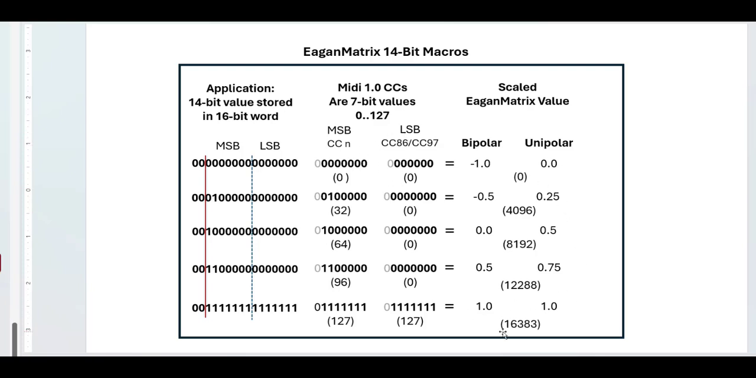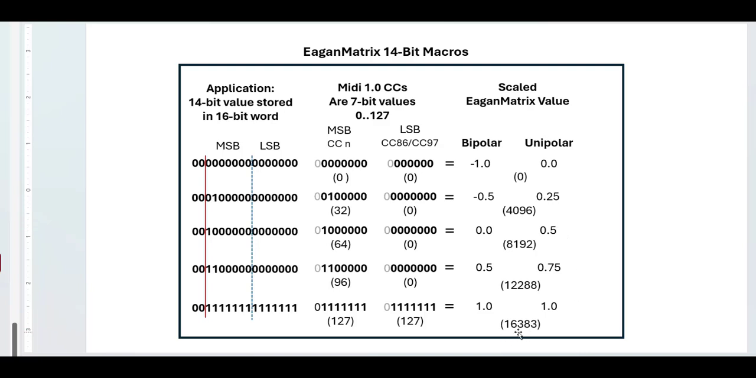In our table here, you can see going -1 to 1 for our 14-bit values. If I have a 14-bit value of 0, that's going to map to -1 in my bipolar macro. That'll map to 0 in the unipolar. Let's say I go to value 4096. That's halfway to 8192, which is going to be 0 in the bipolar macro, because 8192 is half of the max value, and it will be 0.5 in the unipolar macro.